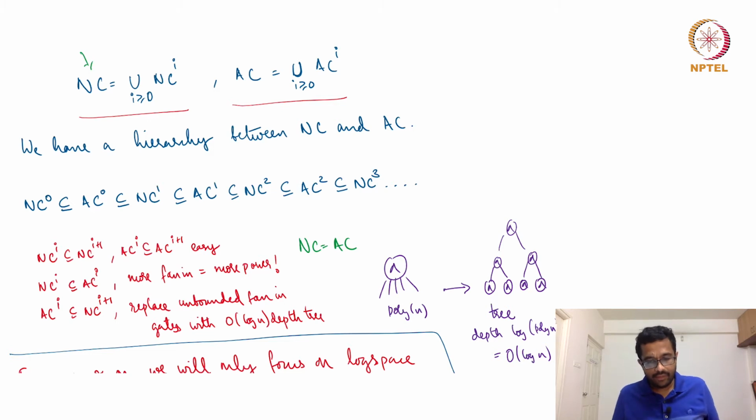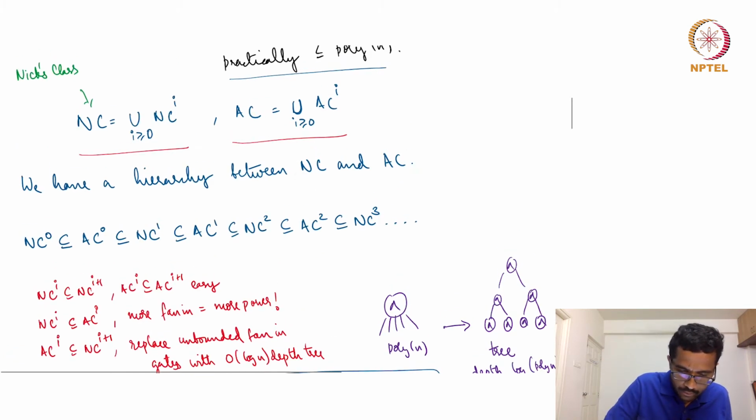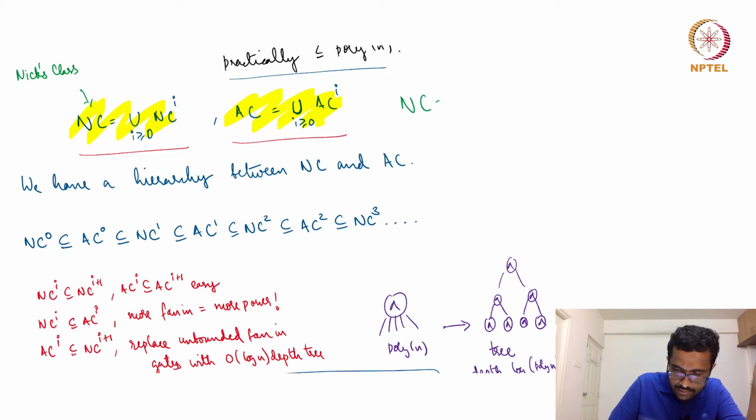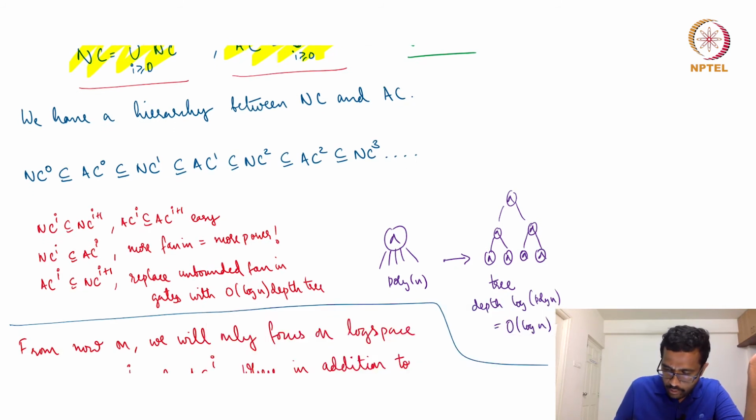It's a chain. And since we have this nice relation, it also turns out that these two classes defined above, NC and AC, are virtually the same thing, because if it is in NCi, then it is in ACi as well. If it is in ACi, it's in NCi+1. So when you take the infinite union, they are both the same. So basically NC is actually equal to AC, right?